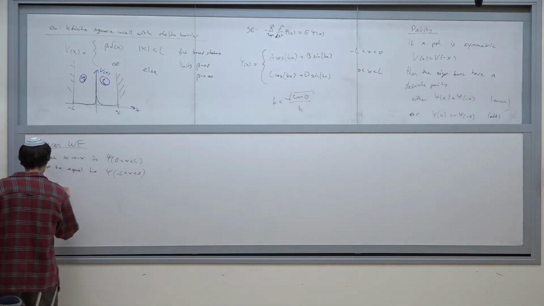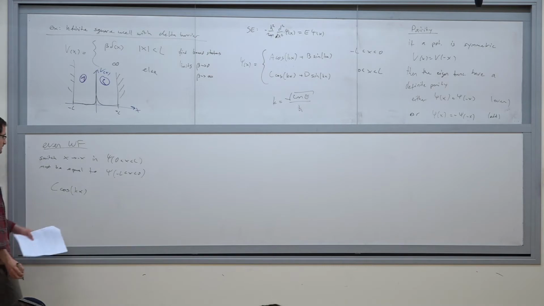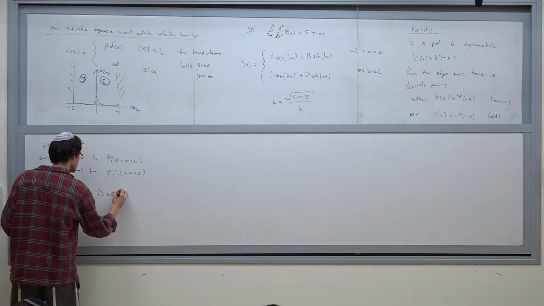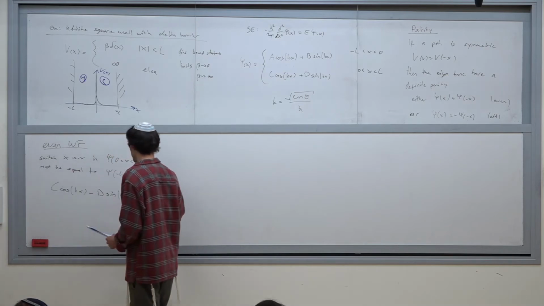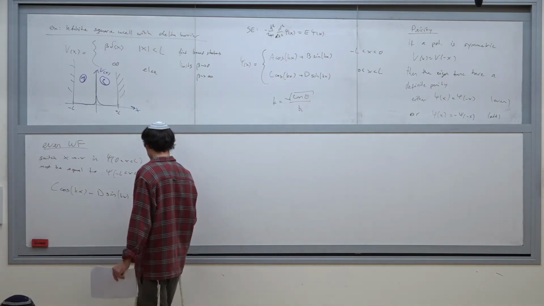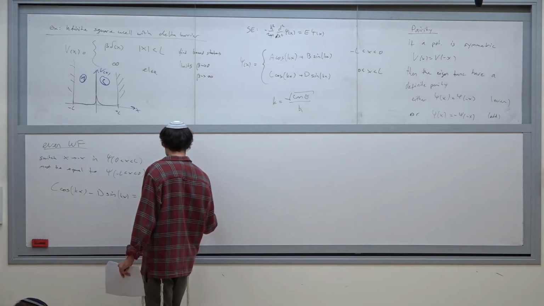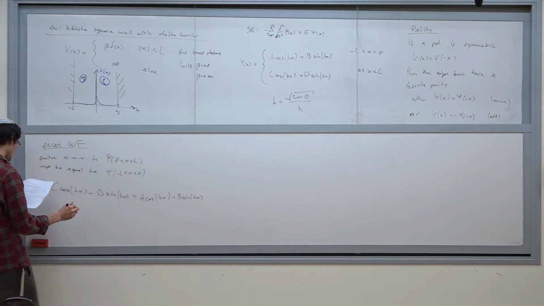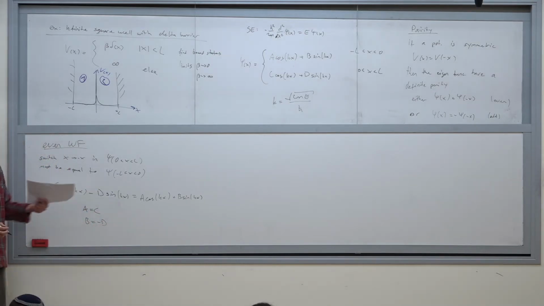Or if we're going to use a formula, we get C cosine kx, since cosine of plus x and cosine of minus x are the same, it's an even function, minus D sine kx, because sine of minus x is minus sine. And that must be equal to the top row, so that's A cosine kx plus B sine kx. And we automatically learn that A is equal to C and B is equal to minus D, because cosine and sine are orthogonal. So we just compare their coefficients.